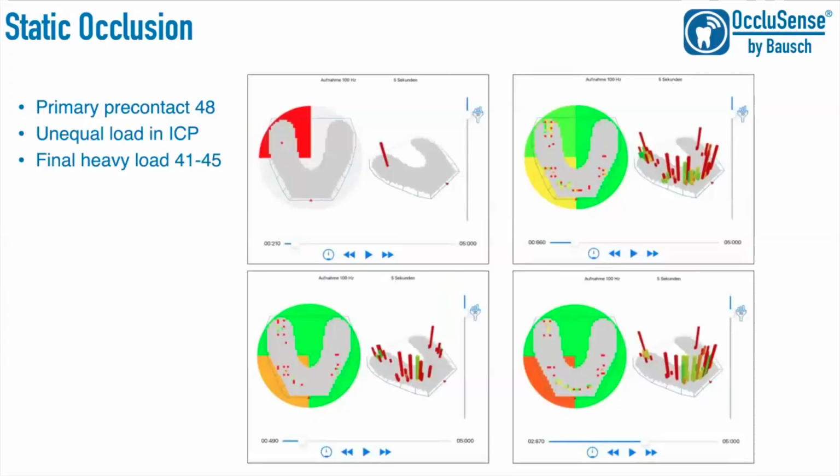When looking at her occlusion with OccluSense, we very quickly identified a premature contact on 48, some unequal loading in intercuspal position, and final heavy loading between 41 and 45. So the OccluSense images are snapshots of those.